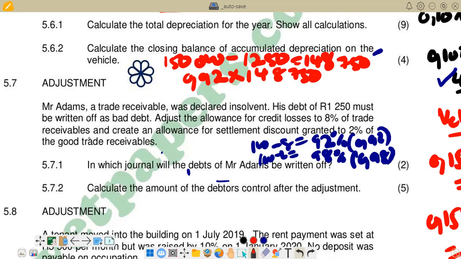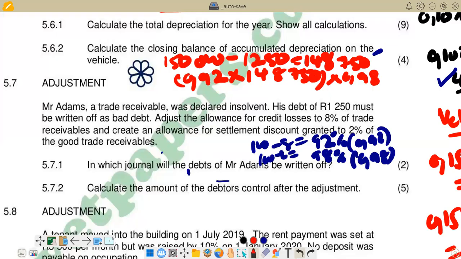statement, which is saying to create an allowance for settlement discount of 2% of the good trade receivables. And this is 100 minus 2, that becomes 98. The answer that you are going to get there will be representing 100%. Then you remove the 2%, it becomes 98%. When you multiply it by 0.98, the answer that you are going to get here, you multiply it by 0.98. And then you get the final answer now.